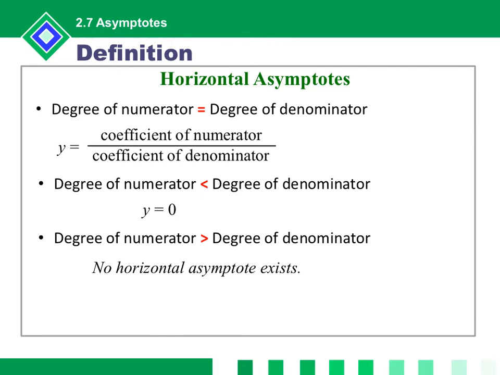Okay, now let's talk about the horizontal asymptotes, and there are 3 rules to consider here. So the first one is the degree of numerator equal to the degree of denominator? If that is true, you take the coefficient of numerator divided by coefficient of denominator. If the degree of numerator is less than, then you get y is equal to 0. If degree is greater than, then no horizontal asymptote. So you need to write this down and you keep coming back to them.